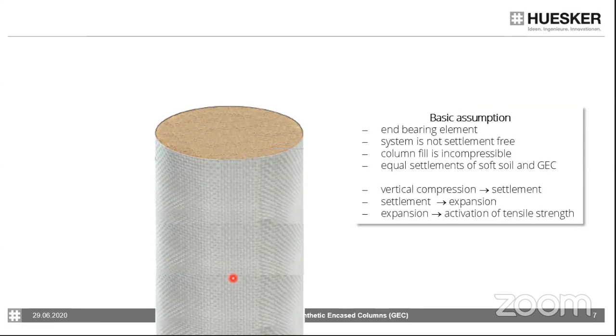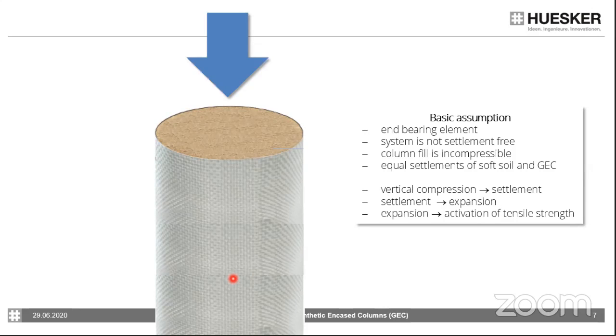This end-bearing soil leads us to our basic assumptions, which are, as said before, that this is an end-bearing element, and, which is very important, that this system is not settlement-free. Another assumption is that the column fill is incompressible and that we will have equal settlements of the soft soil and the geosynthetic encased columns. We will see this later again. So all those assumptions bring us to the basic working mechanism of this system.